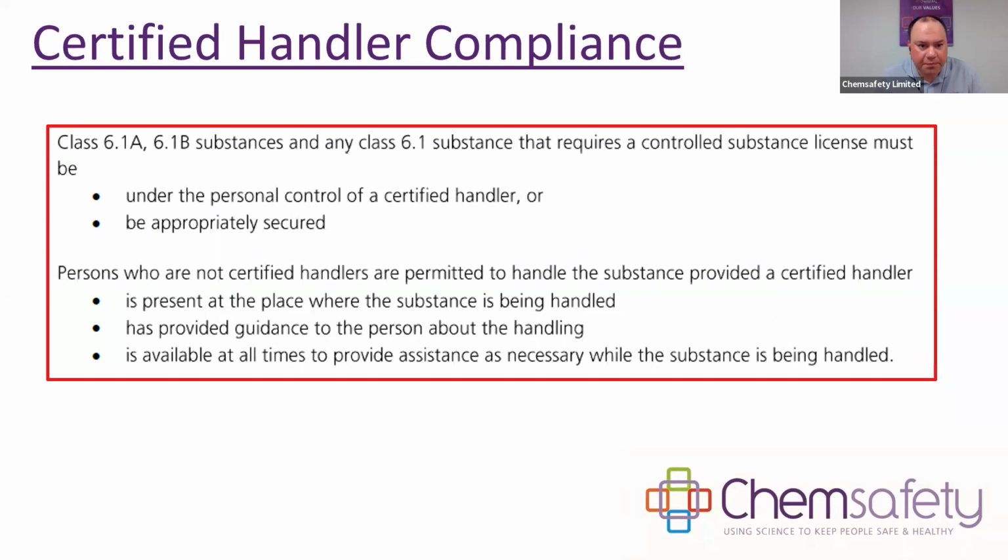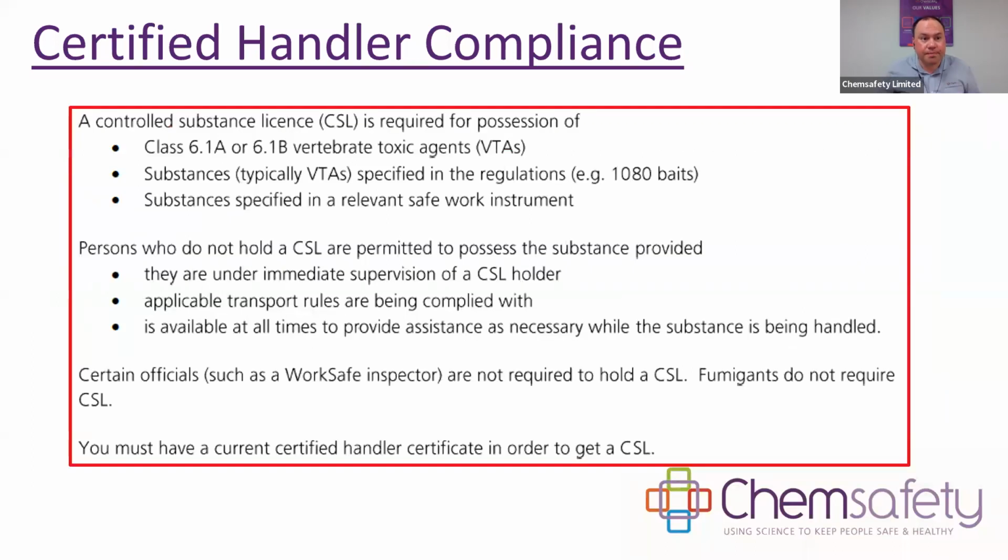Okay, so that's an important one about certified handlers, and also the importance of not just having one certified handler on site. Because if that certified handler comes down with COVID or gets sick or goes on annual leave, then unfortunately you can't use your class 6.1A or 6.1B substance until they get back. So that's again the importance of having more than just one certified handler on site, and maybe even more than two, because the likelihood of both of them getting sick, especially in the day and age that we're in at the moment, is likely. So that's something to think about as a PCBU if you do have substances that require certified handlers.